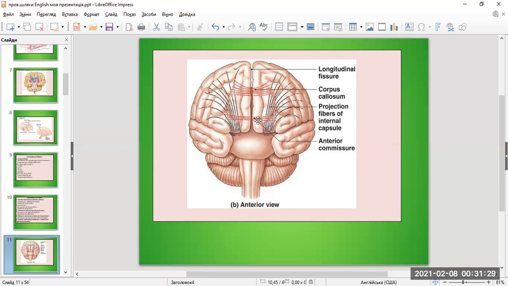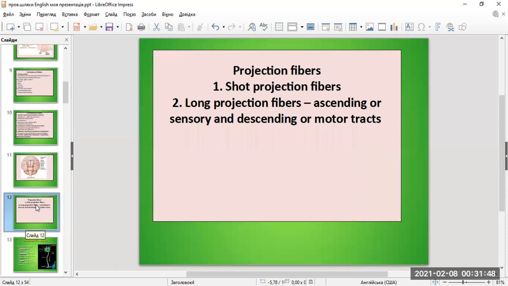Anterior commissure, corpus callosum, projection fibers of the internal capsule. Projection fibers subdivide into two types: short projection fibers and long projection fibers. Long projection fibers are ascending or sensory and descending or motor tracts.